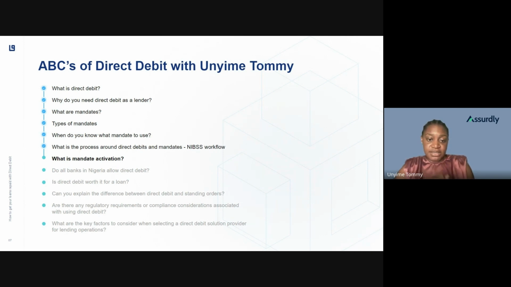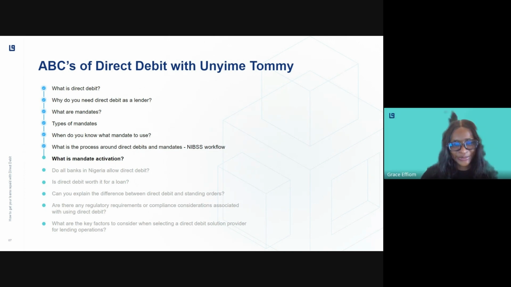And then if it's the e-mandate route as well, the activation process is you sending that token to a defined bank account, which is more or less a NIBSS bank account. And once that is received and acknowledged, then that mandate is activated. Okay, thank you very much.